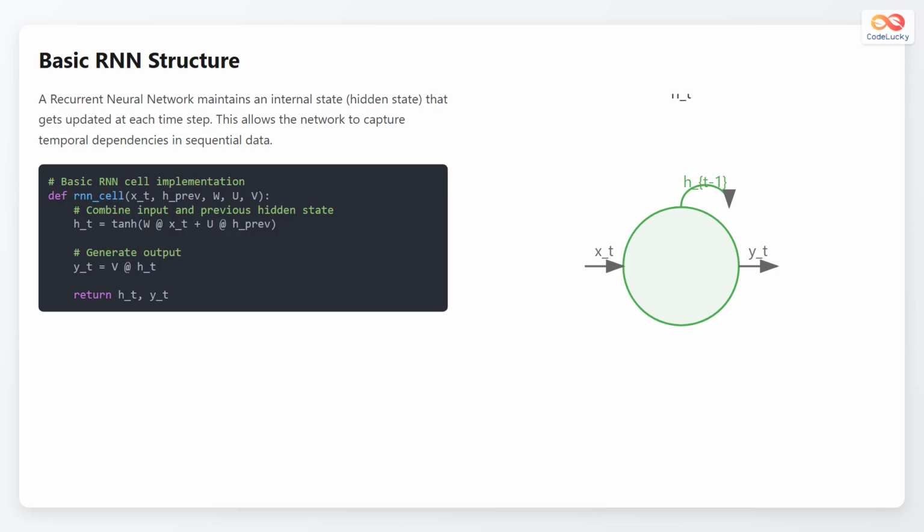The function RNN_cell takes an input x_t, the previous hidden state h_previous, and weight matrices w, u, and v. First, we combine the input and the previous hidden state to compute the current hidden state h_t using the hyperbolic tangent activation function. Then we generate the output y_t by applying the weight matrix v to h_t. Finally, the function returns the updated hidden state h_t and the output y_t.